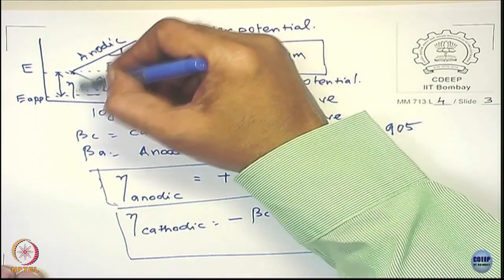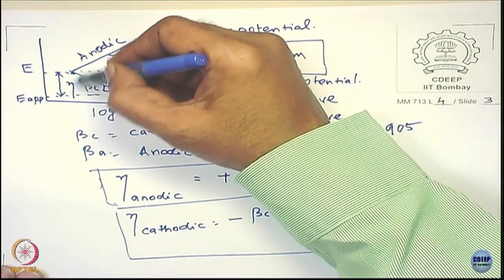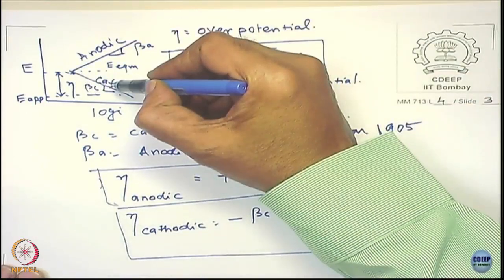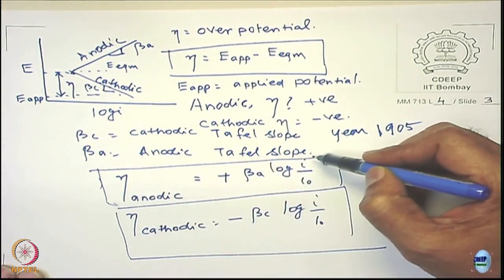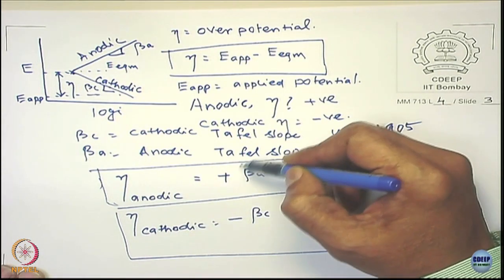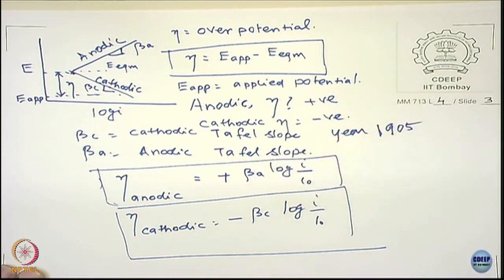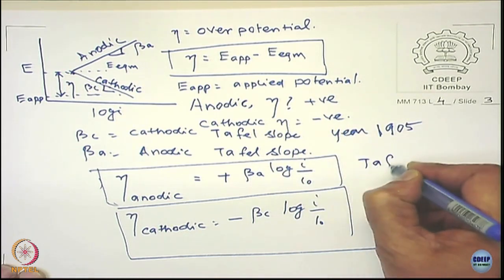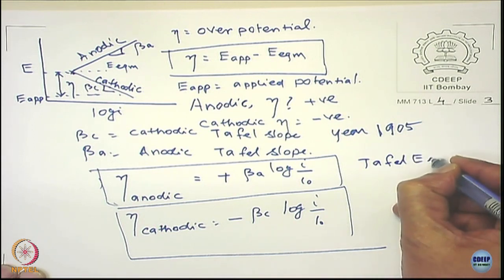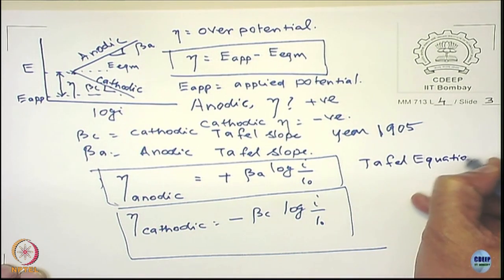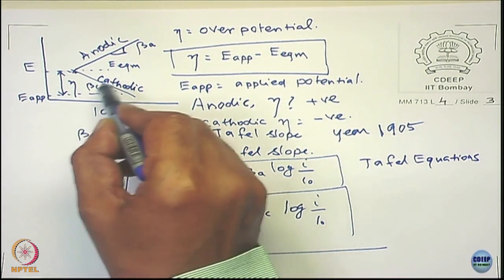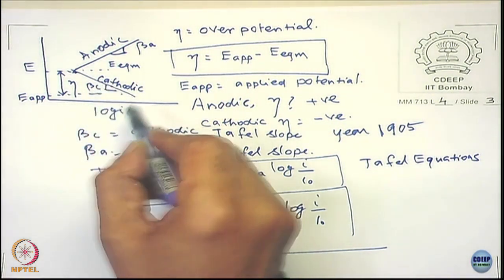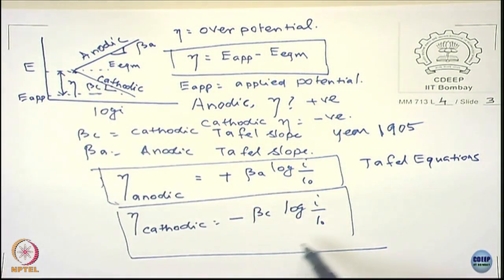Now, this is the difference that you have here, so you define this eta. So, I at any given eta can be given by I naught if I know the Tafel slope. These are called Tafel equations. Here, beta is a negative slope, that is why they put it here. Slope is negative, so you have minus beta and log I upon I naught.